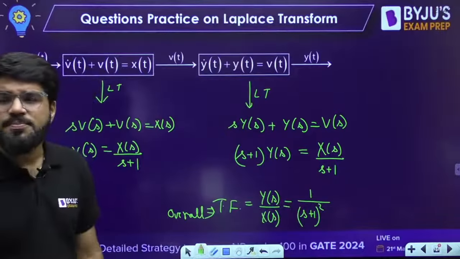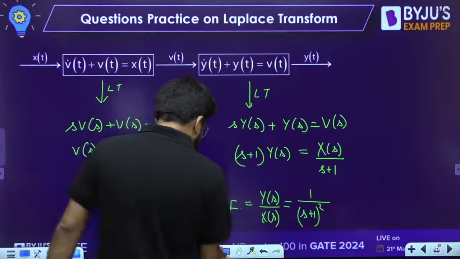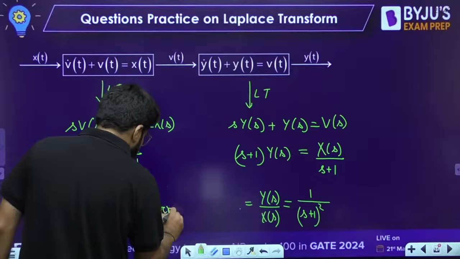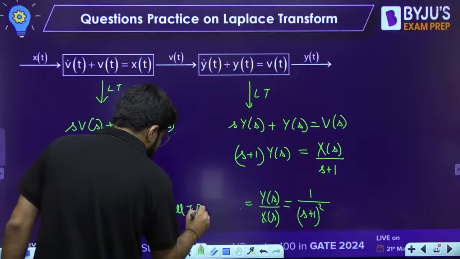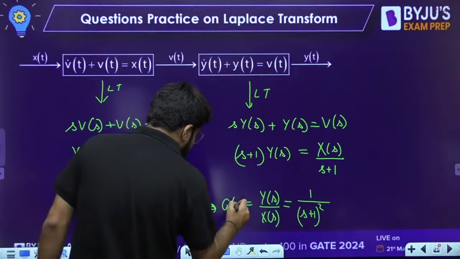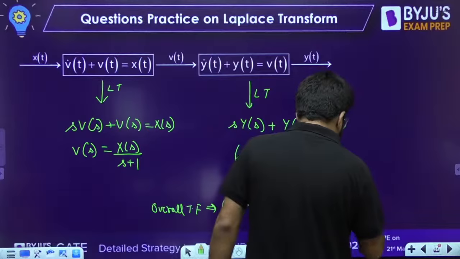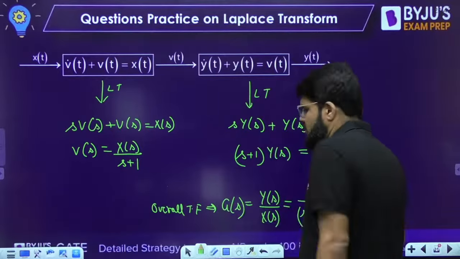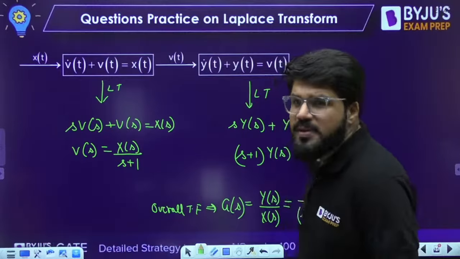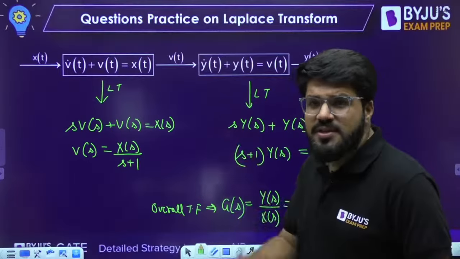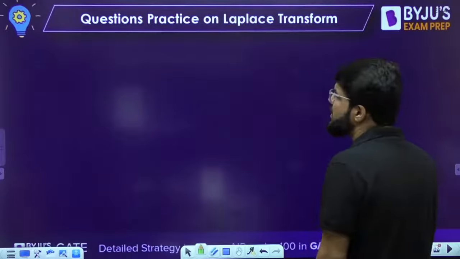So what is the impulse response? Let us say this transfer function is G(s). What is the impulse response g(t)? Transfer function is the Laplace transform of impulse response. Now what is g(t)? 1 upon (s plus 1) is the Laplace transform of what? We have seen all these results.